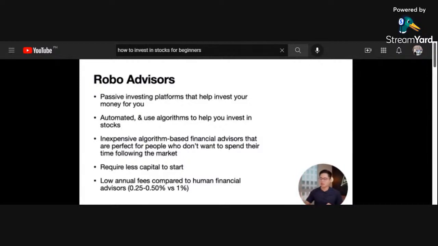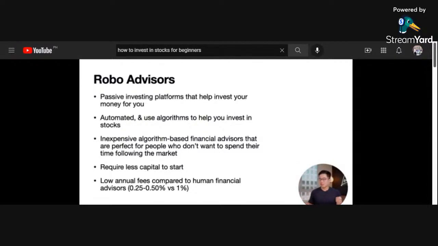So basically, robo-advisors are passive investing platforms that help you invest your money for you. It's very hands-off. You don't need to be constantly checking your portfolio, buying and selling and doing all that. So it is very automated. And basically, these robo-advisors are using algorithms to help you invest for you.